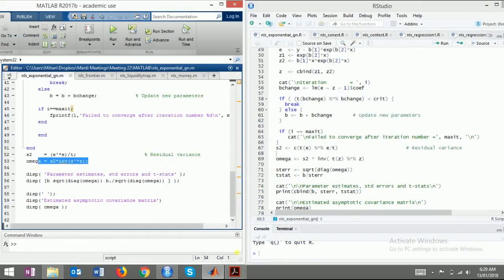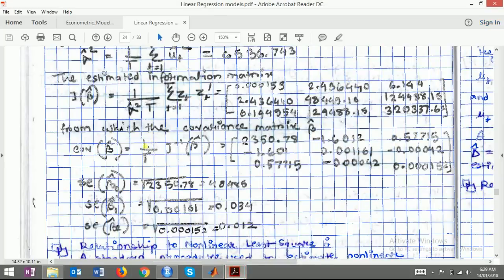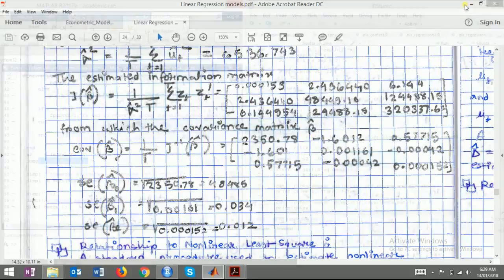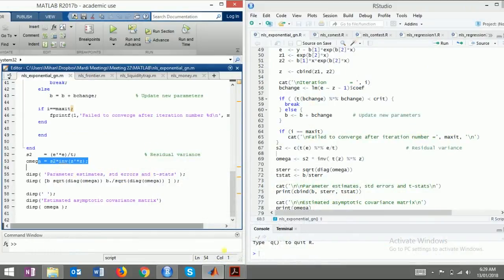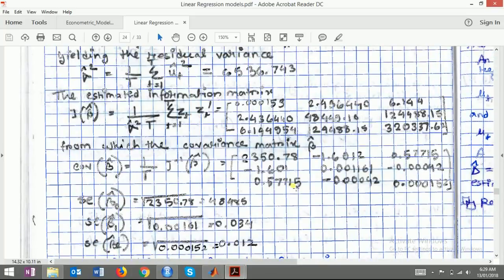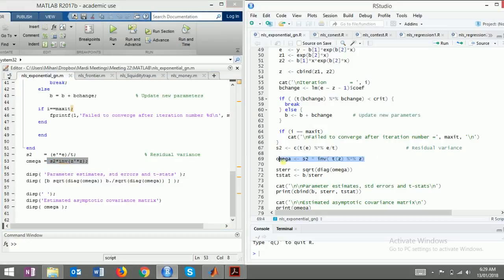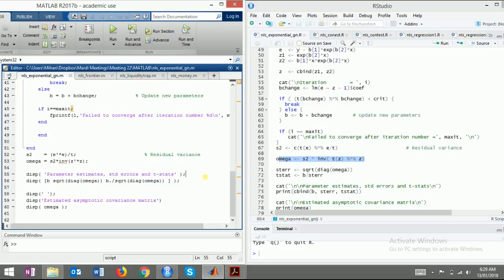Omega gives us what? Omega gives us the information matrix inverse, sigma square. Oh, we are talking about covariance. Yeah. Inverse sigma square. So basically it should be sigma square divided by z z transpose. Sigma square divided by z z transpose should be the covariance matrix. That's all.